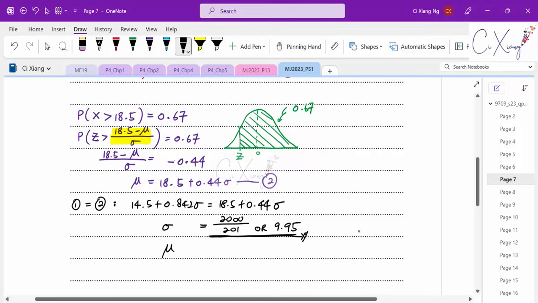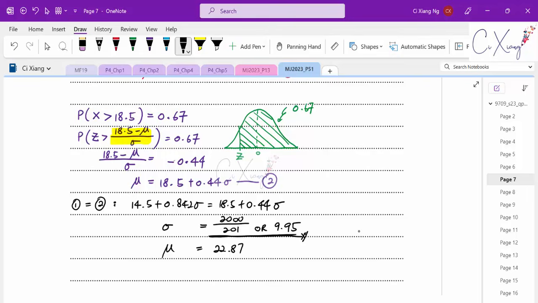So from here, by right, the mu that you get should be a long number, 22.87810945. I substitute the whole fraction inside the equation, and I want to simplify my mu here, which is 22.9, correct to 3 significant figures. Okay, so this is how I solve the question and get the mu and also sigma.